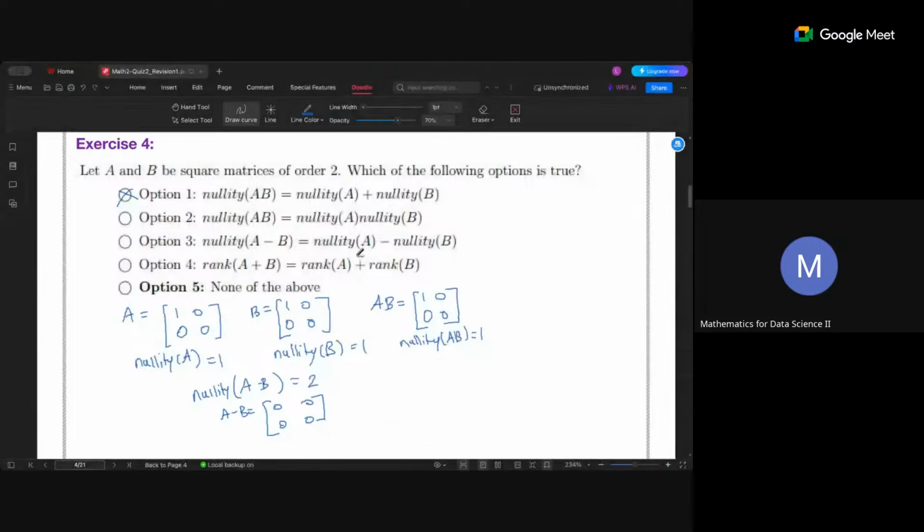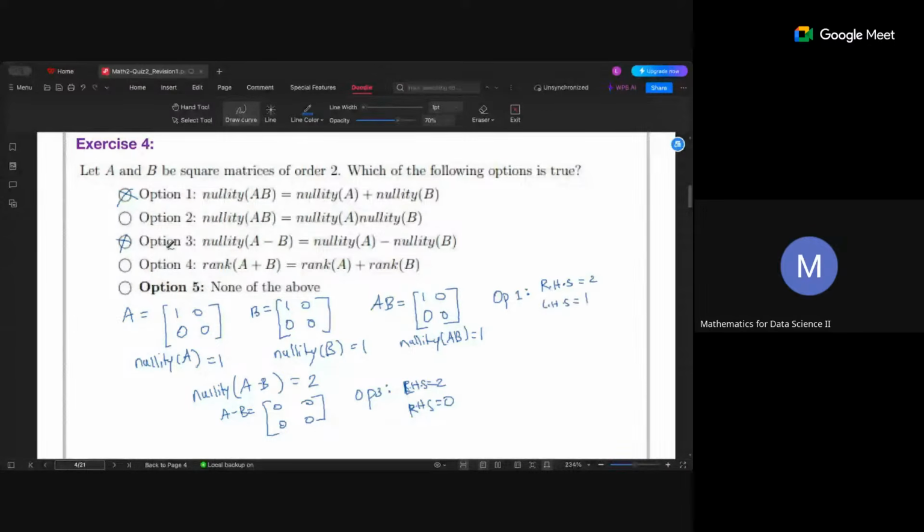What is nullity of A minus nullity of B in this case? It's 0. So in this case, for option 3, you're getting RHS is 2 and LHS is 0. So this is also incorrect. For option 1, your LHS is actually 2 and RHS is 0. What is your RHS? Your RHS is 2. And what is your LHS? Nullity of AB is 1. So this is incorrect.